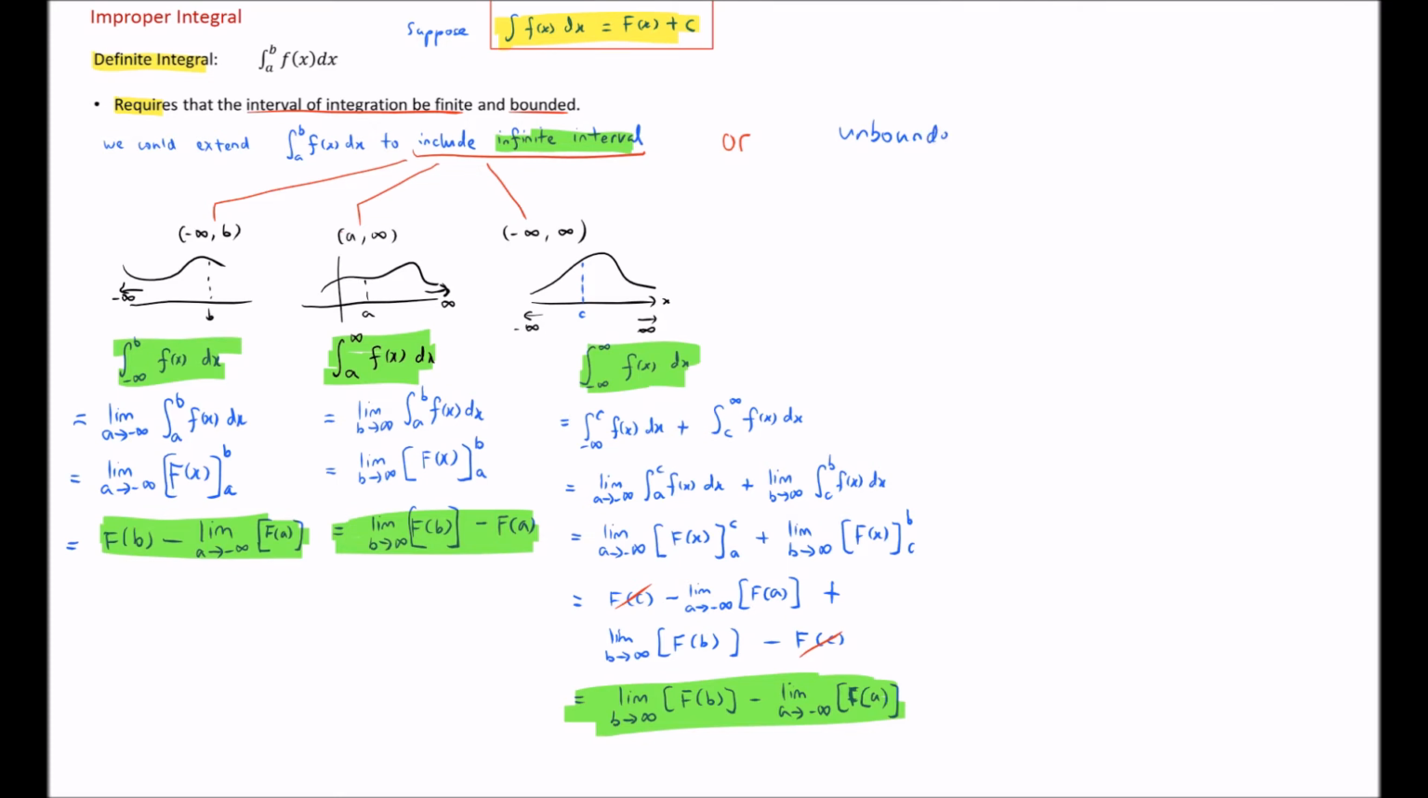What is unbounded? f(x) is unbounded. In simplicity, unbounded means there is an asymptote that exists, at least a vertical asymptote, at x equals a or x equals b. That implies the graph is discontinuous.